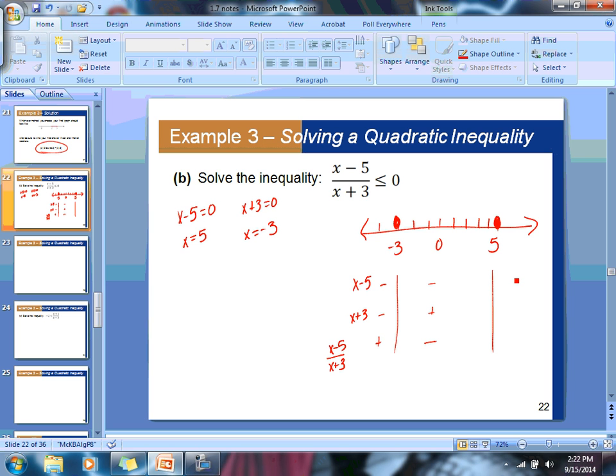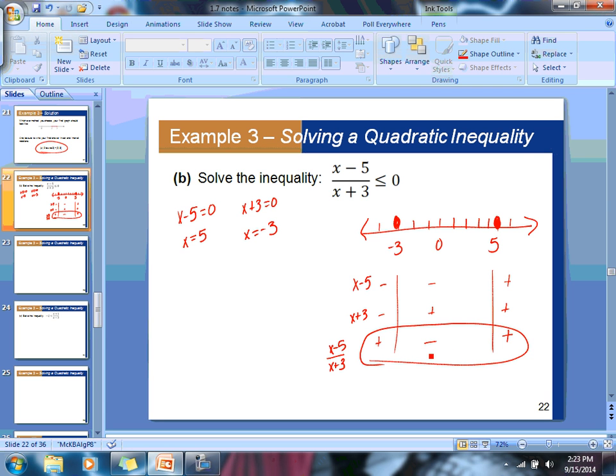And then my last column here, let's just pick 6. 6 minus 5 is positive. 6 plus 3, that's a positive. Positive divided by positive, that's a positive. So you can see how this last row has alternating signs.